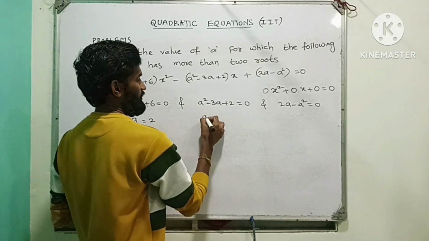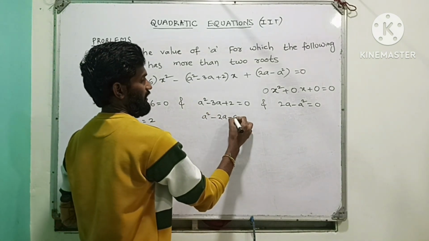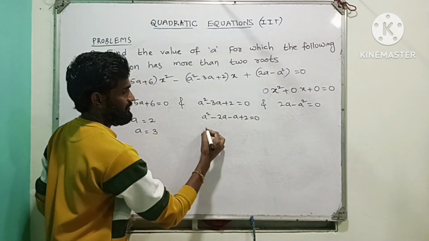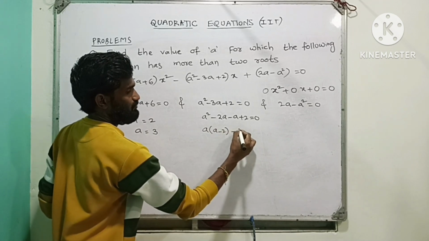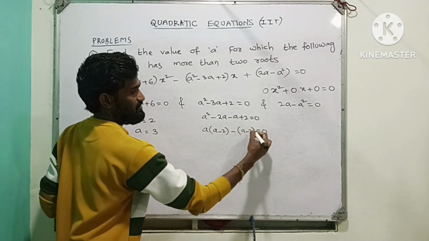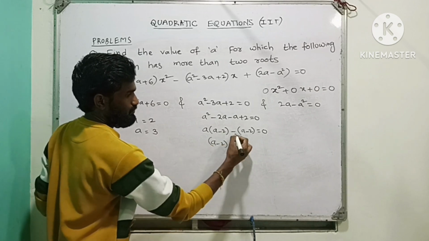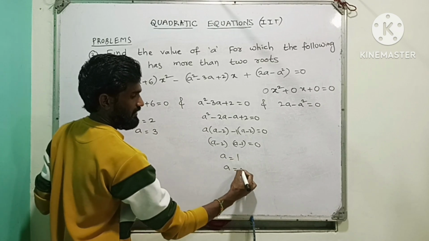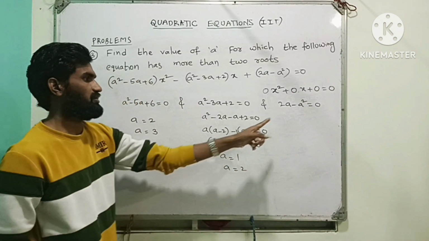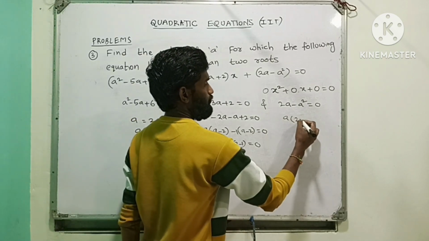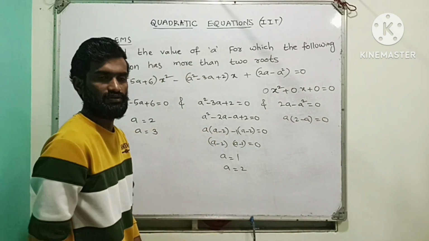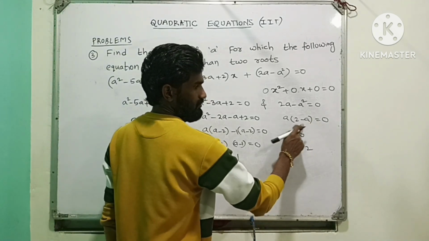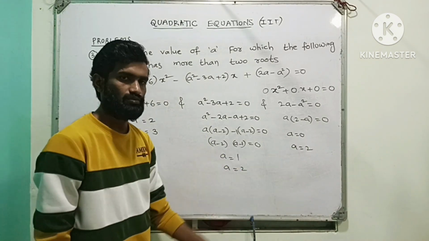Here it is a square minus 3a plus 2 equal to 0. So if I split the middle term here, if I take a common, it is a minus 2. If I take minus common, it is a minus 1. So it is a minus 2 into a minus 1 is equals to 0. Product is 0, means a is equals to 1 and a is equals to 2. And if you observe here, if I take a common, it is 2 minus a which is equals to 0. Means product is 0, again a is 0 and a is equals to 2. 2 minus a equal to 0 means a equal to 2.